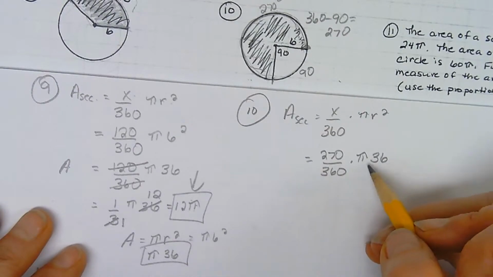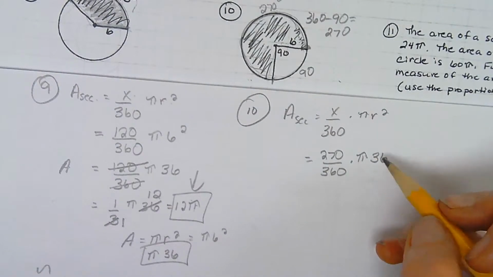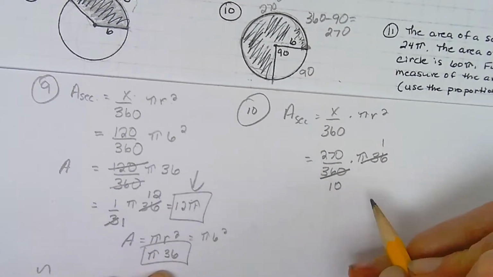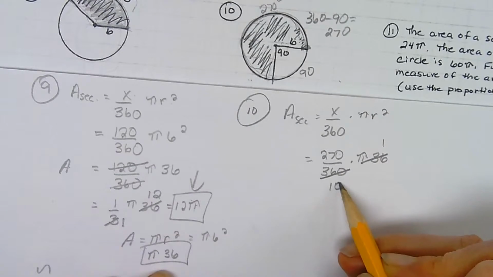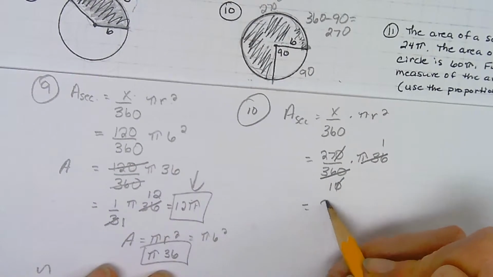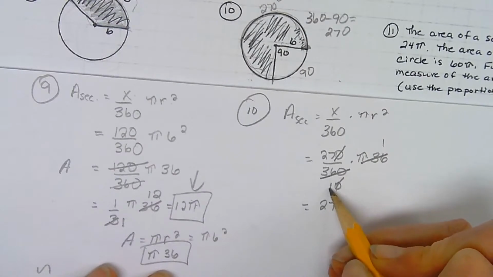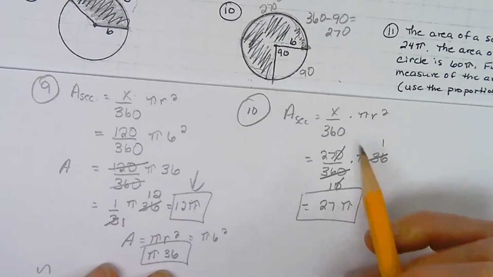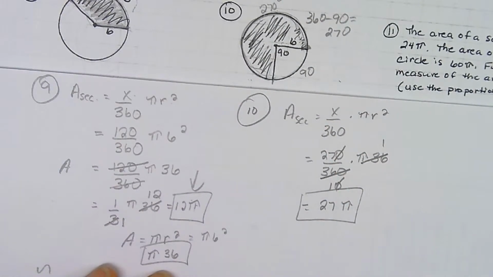Now this can be simplified. We want the exact answer. We're going to leave pi as pi. 36 goes into 36 once, and into 360 10 times. So I get 270 over 10 pi. I can cancel out the zeros, and I get 27 over 1, which is just 27 pi. So the area of the sector is 27 pi.